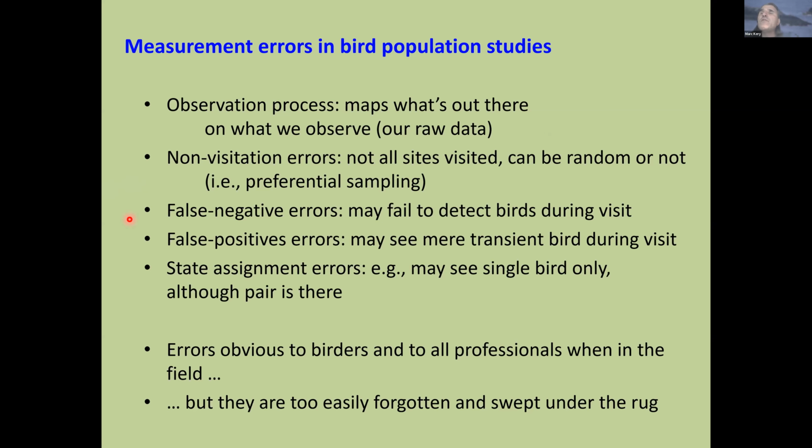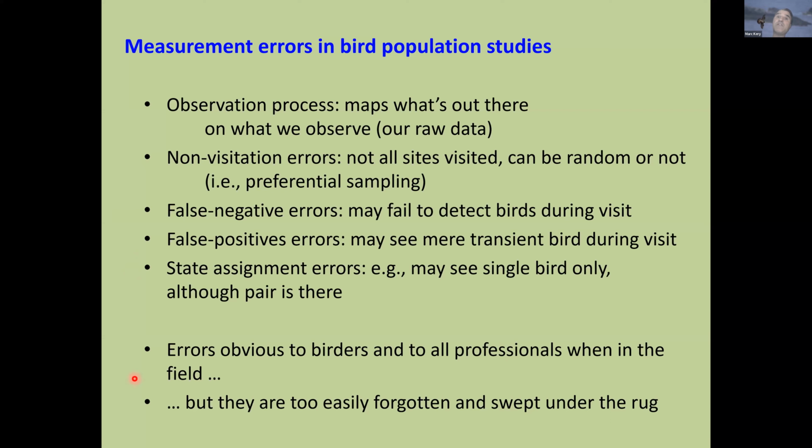So false negative errors are when we fail to detect birds that are at the site that are occupied. False positive errors are the opposite. If you go to a site that's not occupied, and perhaps we see a mere transient bird and conclude erroneously that the site is occupied. And if we distinguish different states of site occupancy, we may see a single bird only, even though a pair occupies a territory.